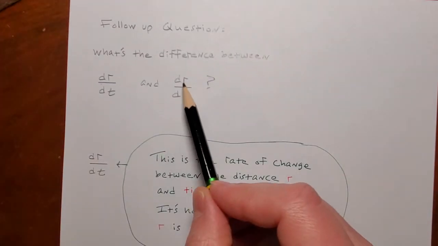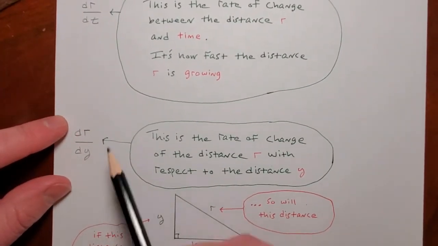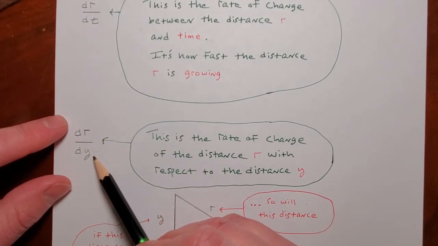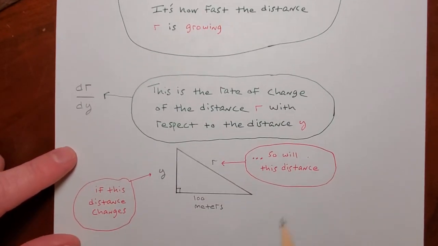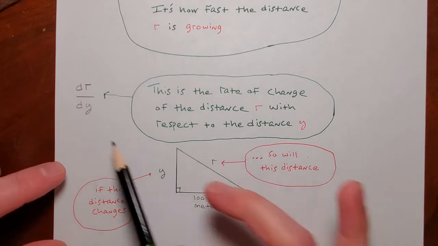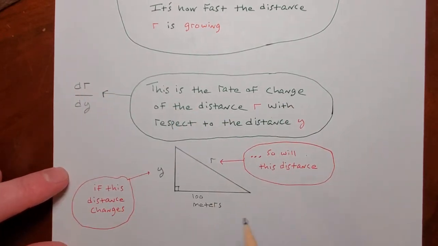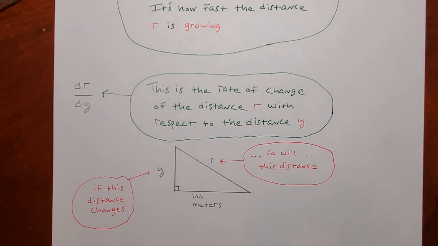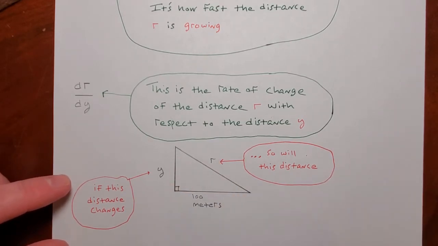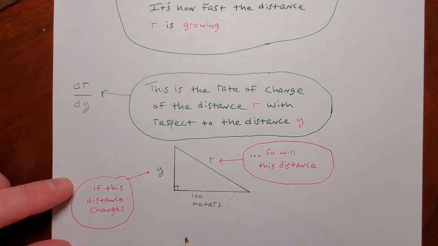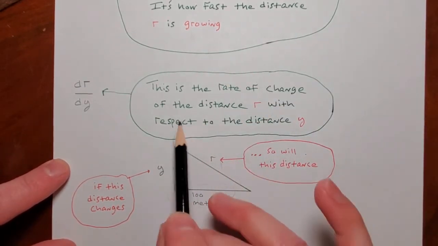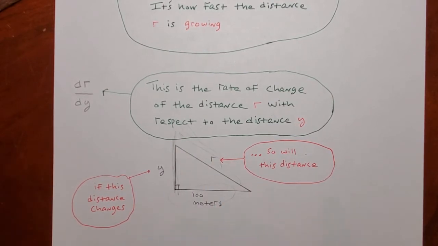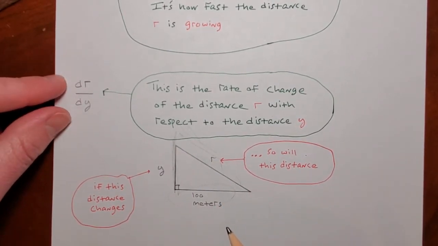What about this other one, dr over dy? Okay, so r on the top, y on the bottom. It's a derivative. It's an instantaneous rate of change. This is the rate of change of the distance r with respect to the distance y. Well, so that's different. This one doesn't involve time at all, really. I mean, it has nothing to do with time. It just says, we've got a triangle. It's a right triangle. Say that's 100 meters. That if this distance changes, well, then so does that one. Okay, no surprise there.